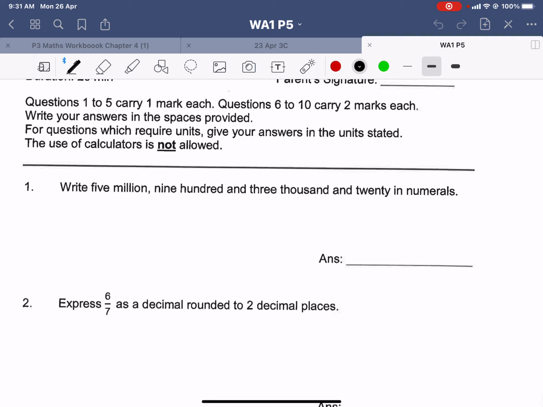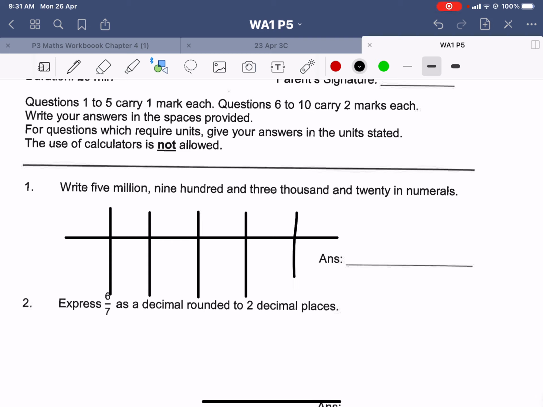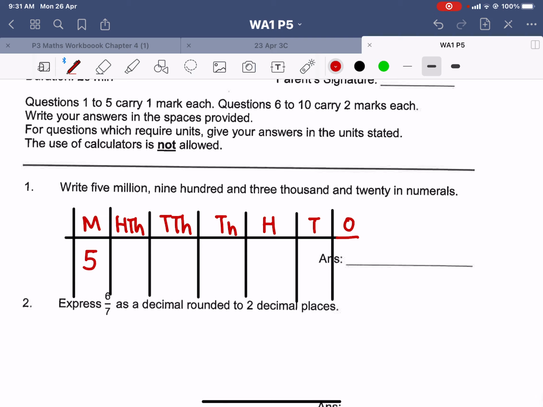5,903,020 in numerals. So we revise what we have learned about our place values. A million would be, we are looking at 7 digits starting from the ones, tens, hundreds, thousands, 10,000s, 100,000s, and of course the million. So 5 million is just here. 903,000 would be this. 20 is just 20. Anything that doesn't fill up any space would be just a 0. So the answer is 5,903 space 020. Just remember the spaces after every 3 digits starting from the right.